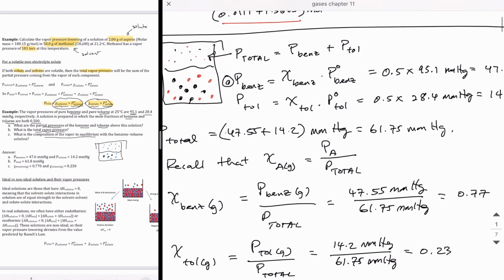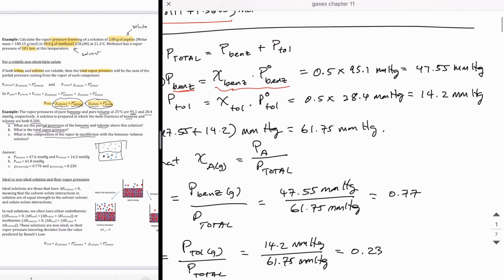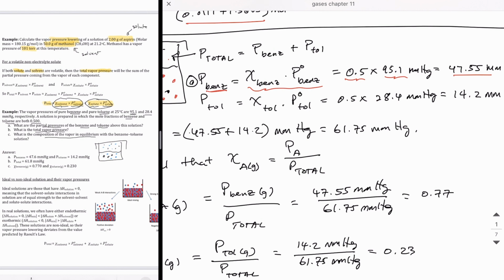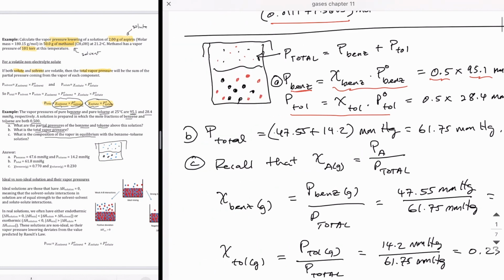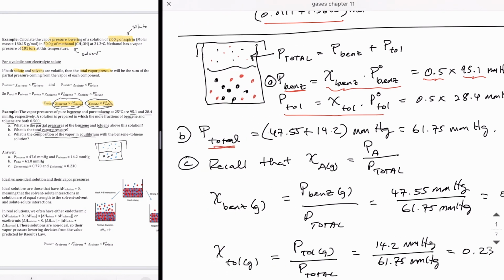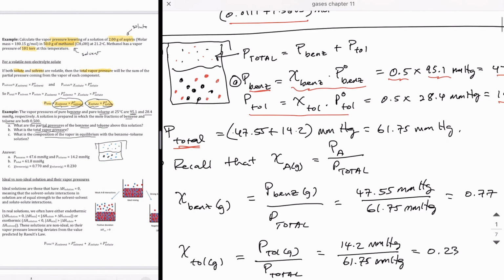So as I said earlier, for part A, all I need to do is use Raoult's law for each one of these. So to calculate the partial pressure of benzene, I just need to take the mole fraction of benzene times the vapor pressure of the pure benzene. I was told the mole fraction is 0.5. This is the value for benzene, so I get 47.55 millimeters of mercury for the partial pressure of benzene. I repeat the same process for toluene. I get 14.2 millimeters of mercury. For part B, the total is just the sum of the two partial pressures, which ends up being 61.75 millimeters of mercury.